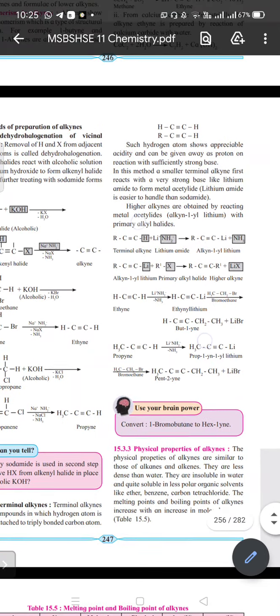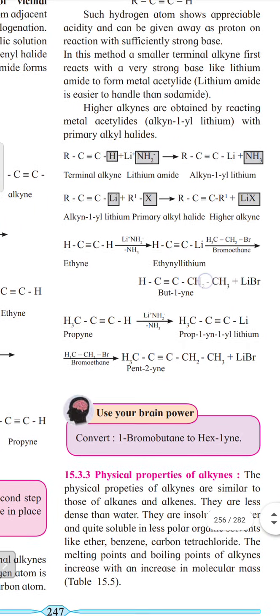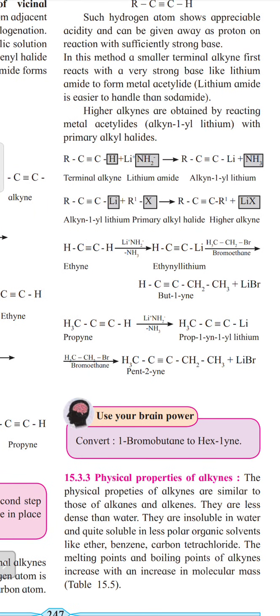Then propyne reacts with LiNH2, it gives CH3C triple bond CLi, prop-1-ynyl lithium. In this, with bromoethane, that is CH3C triple bond C, then CH2CH3, plus LiBr. So the main product is called pent-2-yne.